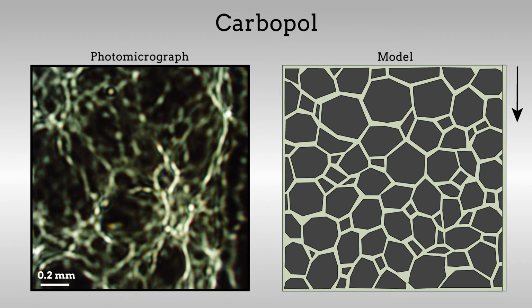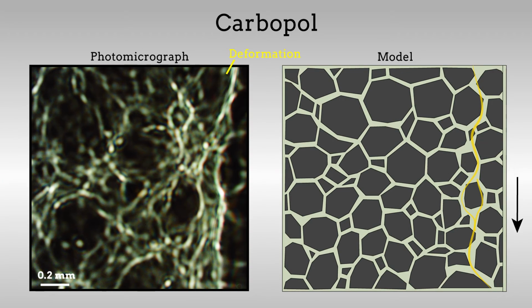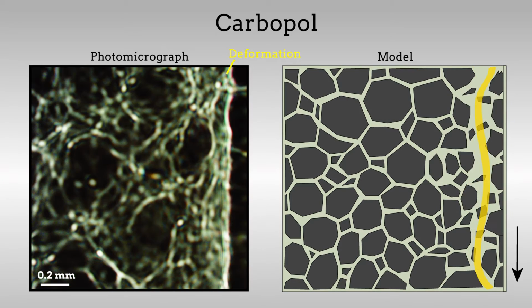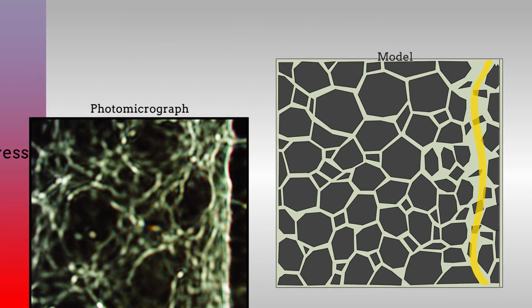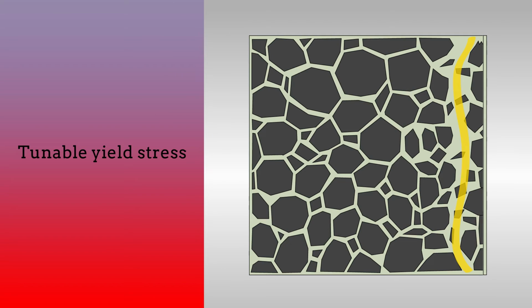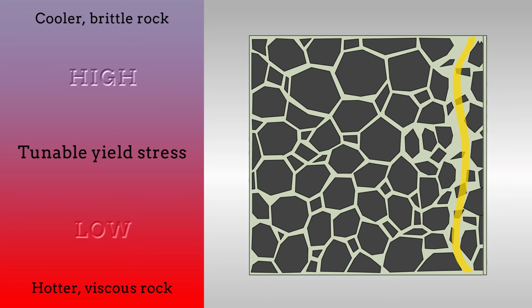Carbopol is both brittle and ductile. During deformation, parts of the Carbopol break, while other parts flow. The polymer can manifest different material strengths through its tunable yield stress, which is the maximum stress from which a material can snap back. With higher yield stress, the polymer imitates cooler, more brittle rock, while lower yield stress mimics the hotter and more viscous rock found deeper in the Earth's crust.